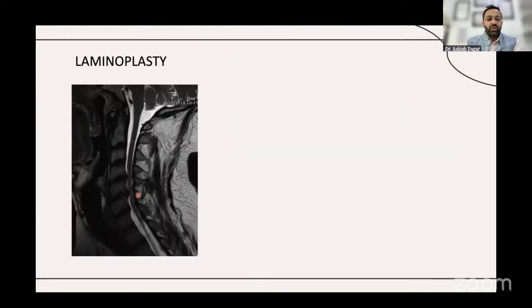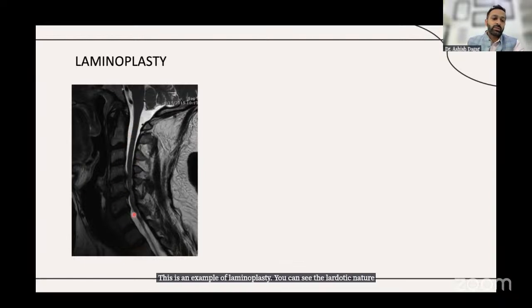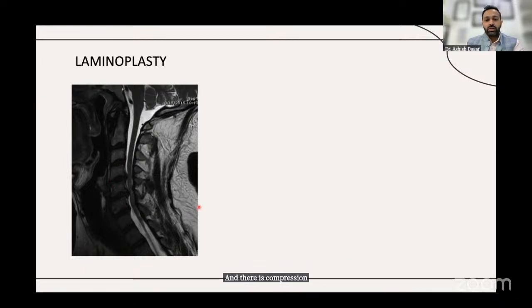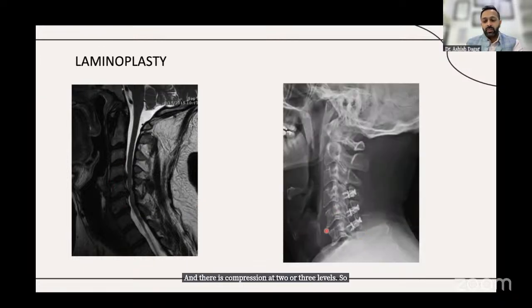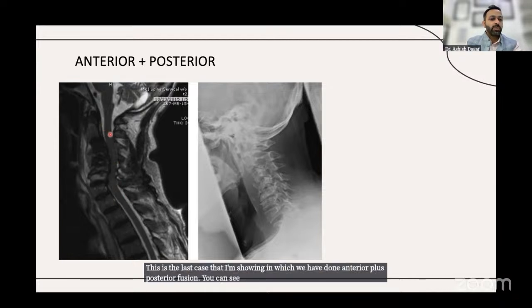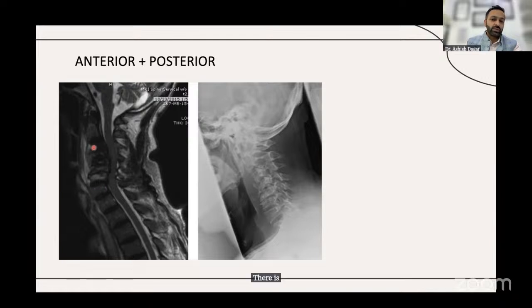This is an example of laminoplasty. You can see the lordotic nature of the cervical spine is preserved, and there is compression at 2 or 3 levels. So a laminoplasty works fine. This is the last case that I'm showing in which we have done anterior plus posterior fusion. You can see there is severe compression at multiple levels. There is kyphosis of the cervical spine. You can see on the X-ray also.